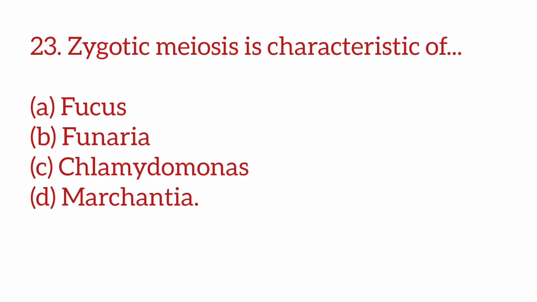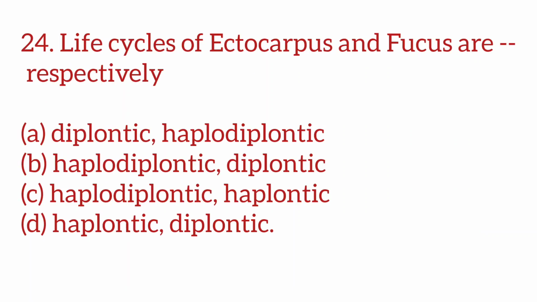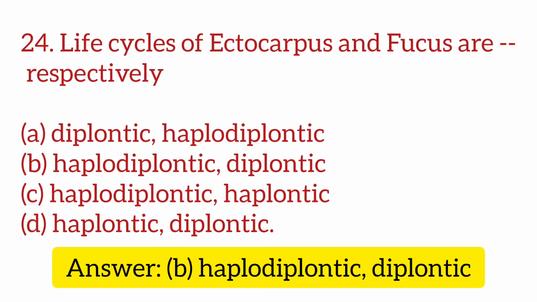A. Fucus. B. Funaria. C. Chlamydomonas. D. Marchantia. Answer: C. Chlamydomonas. 24. Life cycles of Ectocarpus and Fucus are respectively A. Diplontic, haplodiplontic. B. Haplodiplontic, diplontic. C. Haplodiplontic, haplontic. D. Haplontic, diplontic. Answer: B. Haplodiplontic, diplontic.